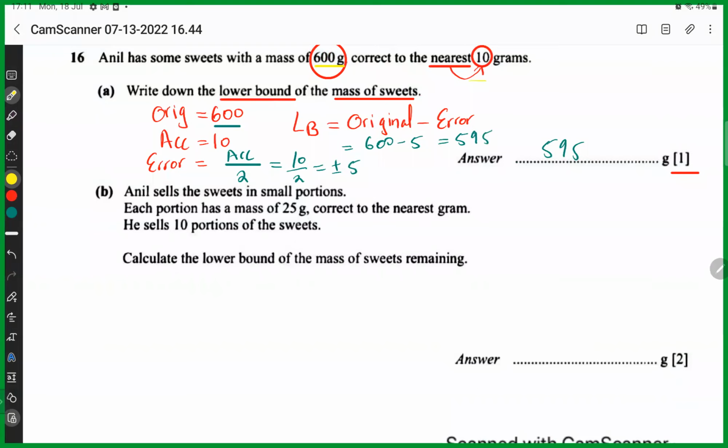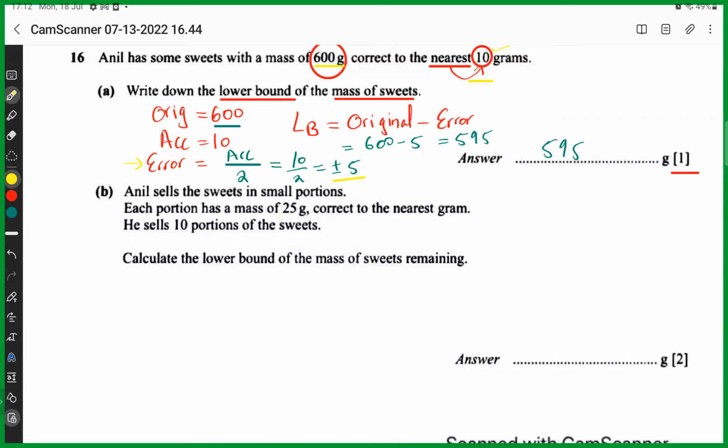This is your accuracy. First of all, we need to find the error by doing accuracy divided by 2. Accuracy was 10. So 10 divided by 2 gave me plus minus 5. We always write down error as plus minus 5 because at times we are adding for upper bound and then we are subtracting for lower bound. So this depends. Error is always with plus minus sign.